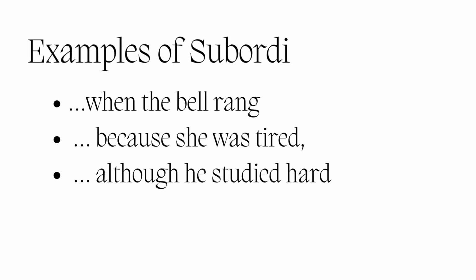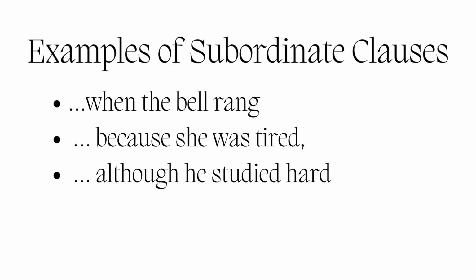Examples of subordinate clauses. Now, can we see what we're talking about? Subordinate clauses begin with a subordinating conjunction. When the bell rang. When is a subordinating conjunction, right? When the bell rang. You can see that this sentence cannot stand on its own. It cannot stand by itself. It doesn't make a complete sense. When the bell rang. Now, what happened when the bell rang, right? You will want to know. So, it does not express a complete thought. That's what makes it dependent, right? You're going to see the example.